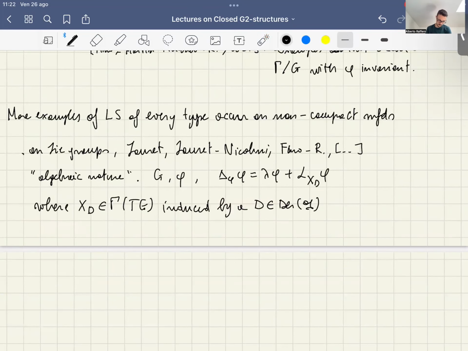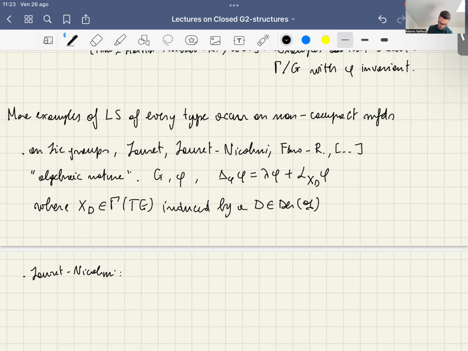Moreover, we also have various examples of steady solitons on Lie groups that are provided by extremely Ricci pinched closed structures. And this was observed by Lauret and Nicolini, who also classified 7-dimensional Lie algebras admitting extremely Ricci pinched closed structures according to the definition we gave in the last lecture.